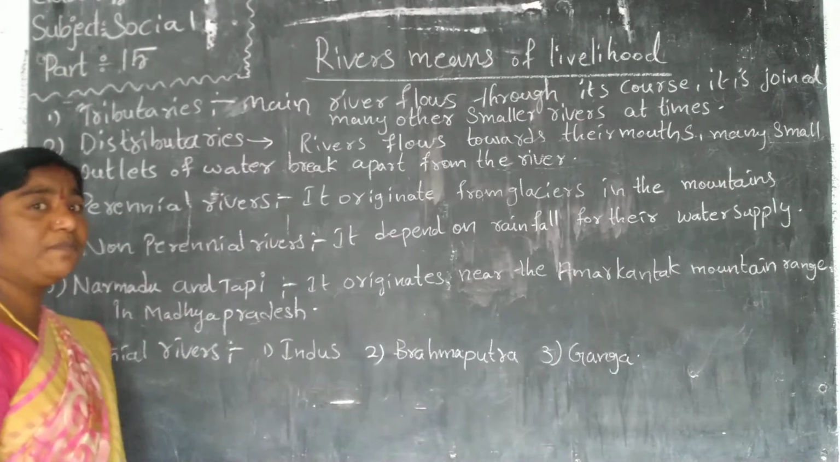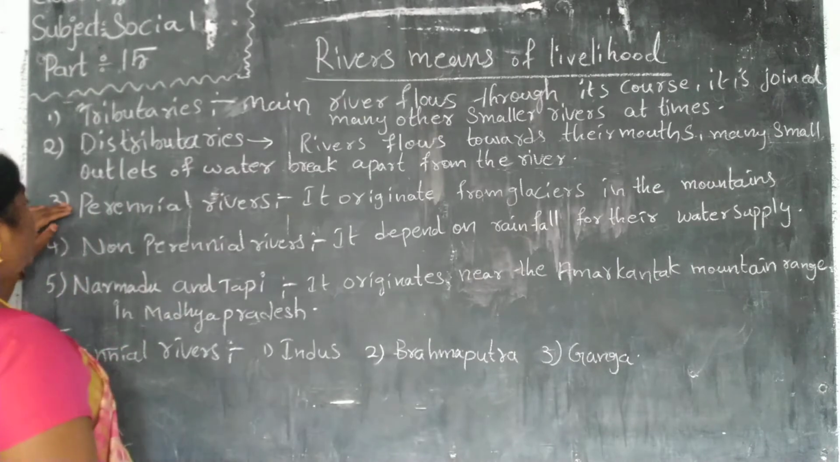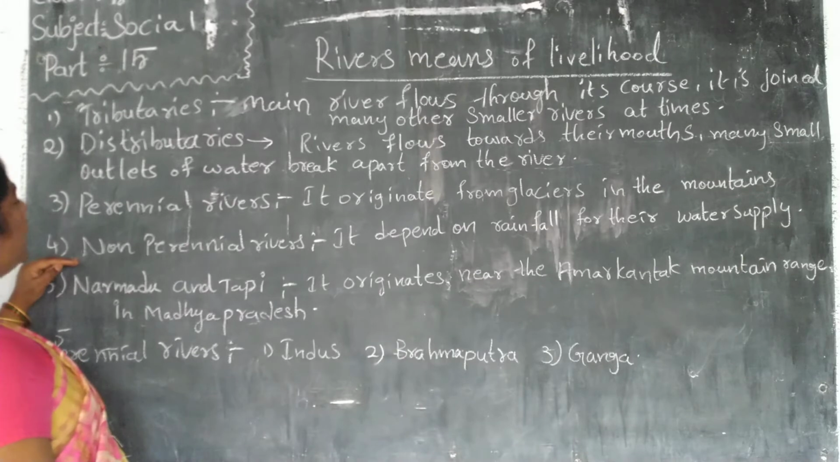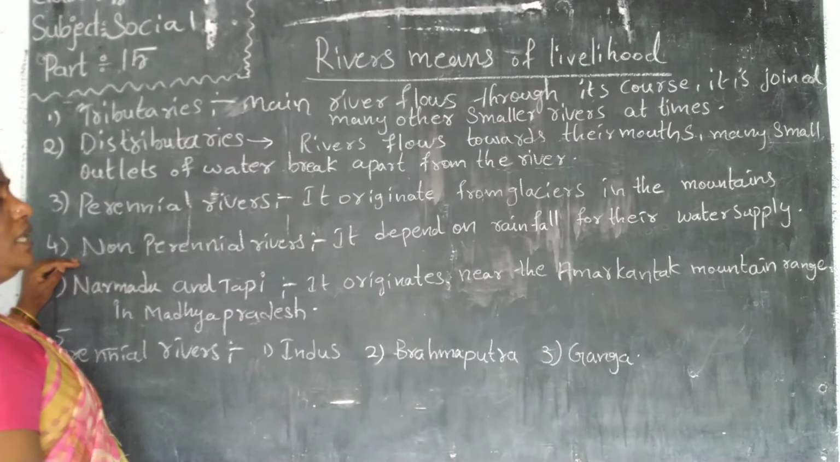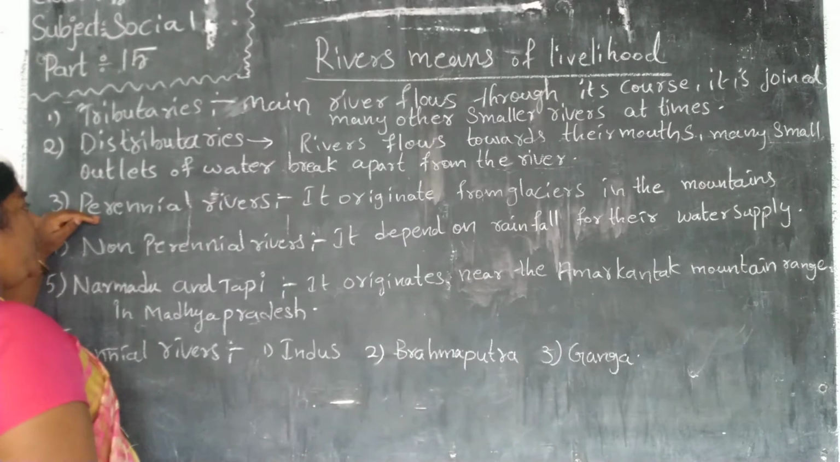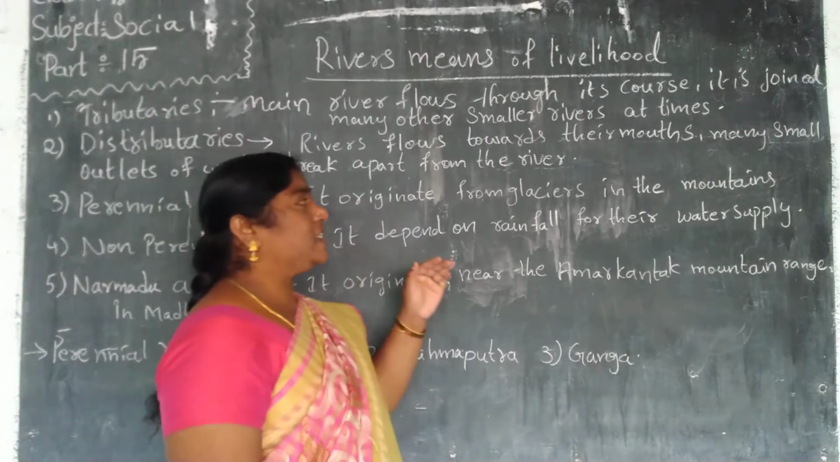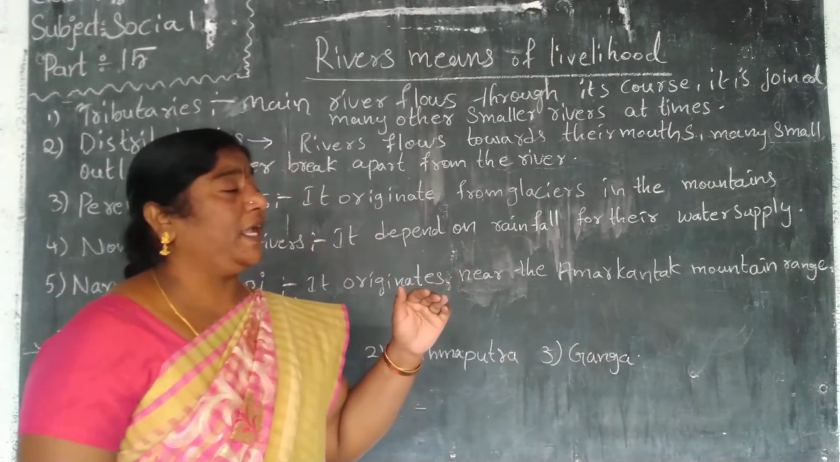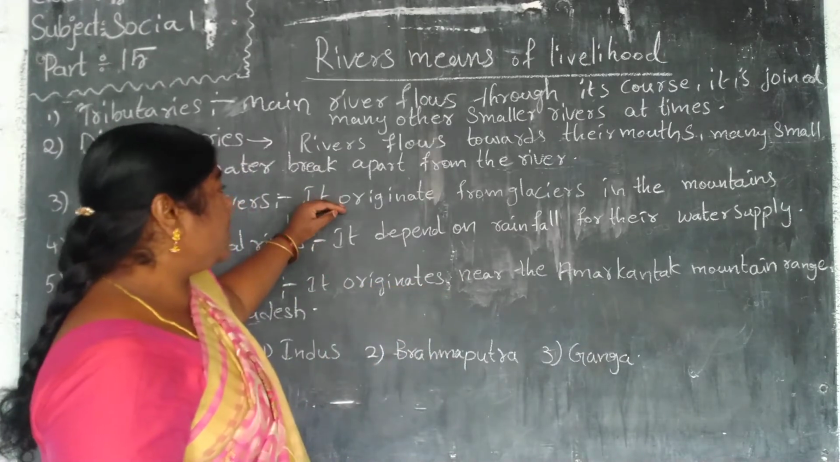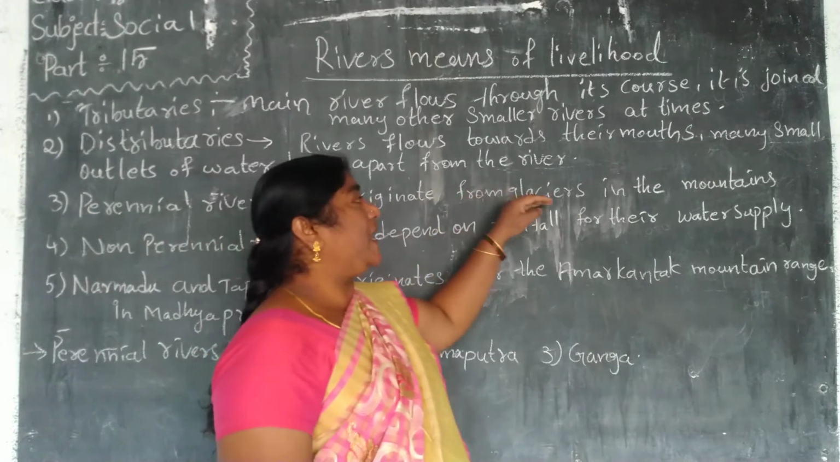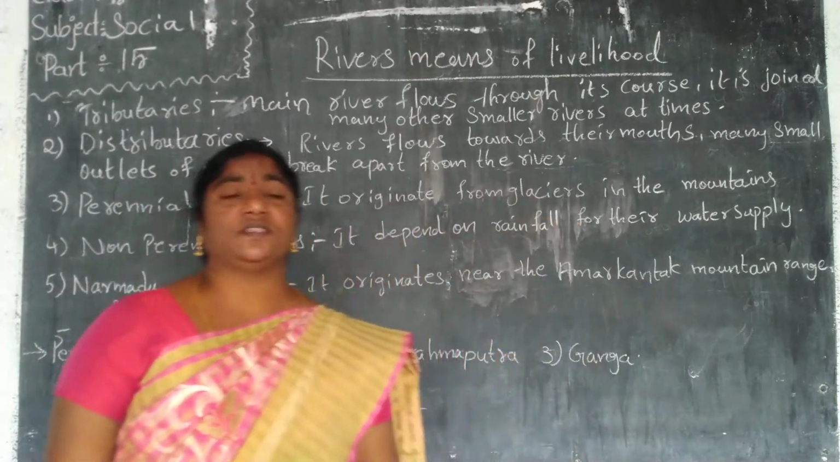Next, how many types of rivers are there? There are two types of rivers: one is perennial rivers and the other is non-perennial rivers. What is the meaning of perennial rivers? These rivers originate from glaciers in the mountains.